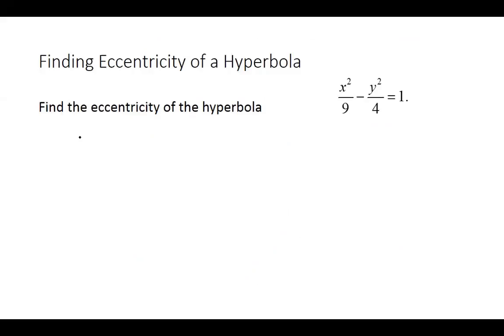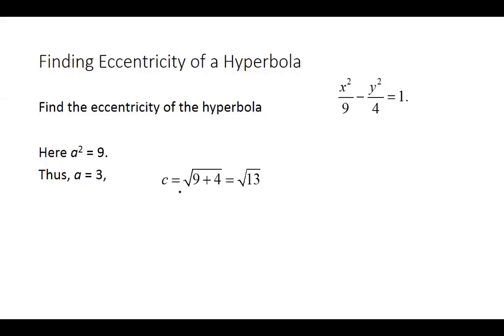Find the eccentricity of the hyperbola. It's already given to me in that general form, so I can easily find what a would be. A is a larger number. A squared is equal to 9, so a is equal to 3. Square root of 9 would be 3. From there, I can solve for c.